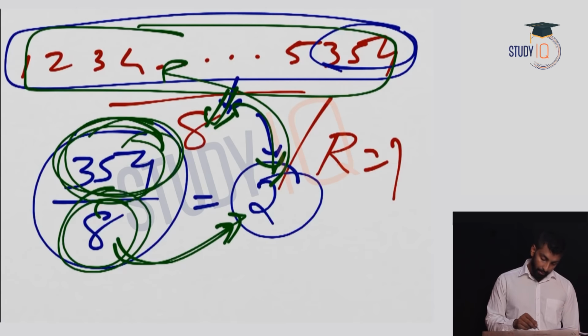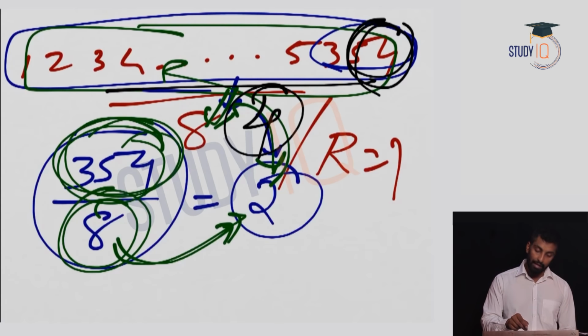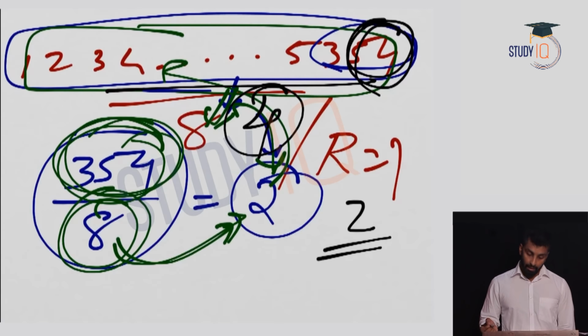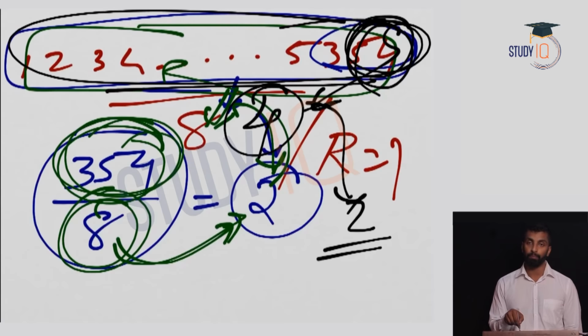So what if the question was, divided by 4, what is the remainder? Instead of 8, divide by 4. Then the divisibility of 4 depends on the last 2 digits, right? So 54, divide by 4 you will do. Rather than dividing 1, 2, 3, 4 up to 54, you will just take the last 2 digits and divide by 4, and what is the answer? 2 is the answer. So what does this mean? 54 divided by 4, your answer is 2. That will be same as the remainder of this bigger number divided by 4.